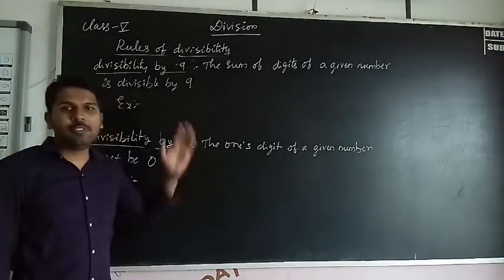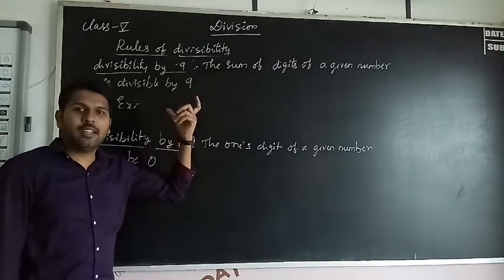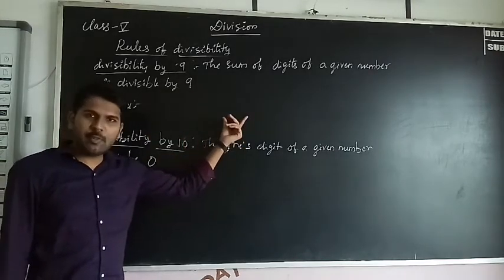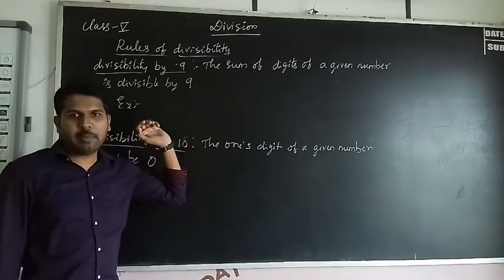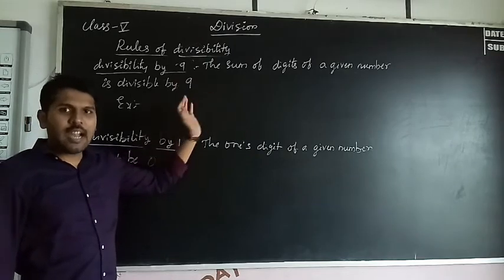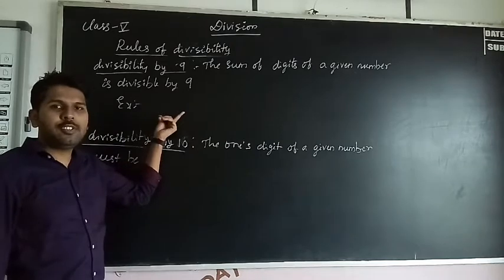So next, divisibility by 9. This is the same as divisibility for 3. For 3 you just add the digits, no? After that addition, if the result is divisible by 3, then the number is divisible by 3. Like that 9 also. If the number is given, just add the digits. If that result is divisible by 9, that means the number is also divisible by 9.